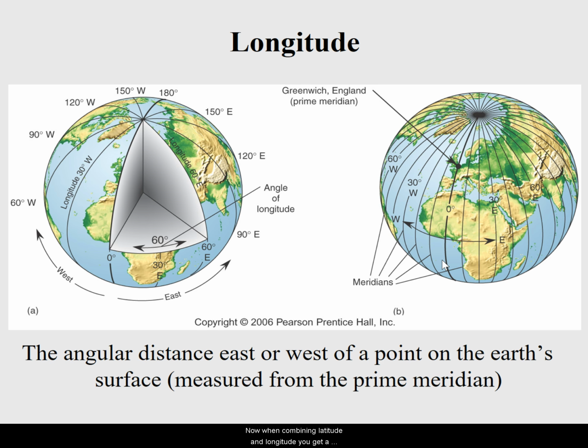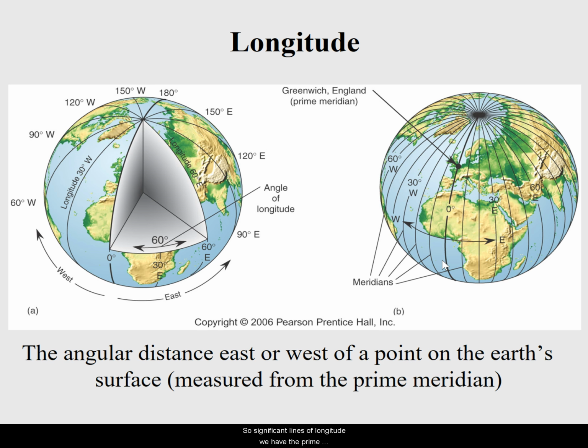Now, when combining latitude and longitude, you get a grid-like system that helps define a location in the northern or southern hemisphere, or a location in the eastern or western hemisphere using longitude. So to define a location on a map, you need both latitude and longitude.